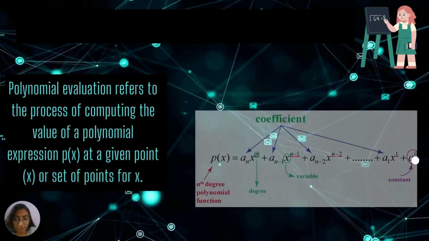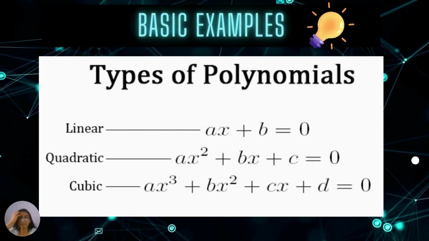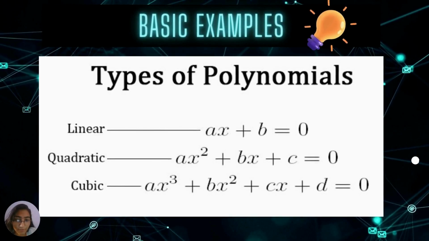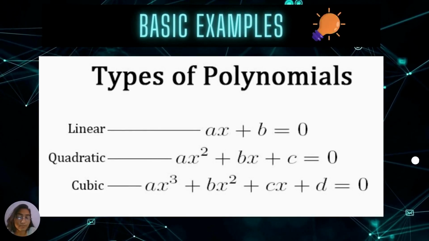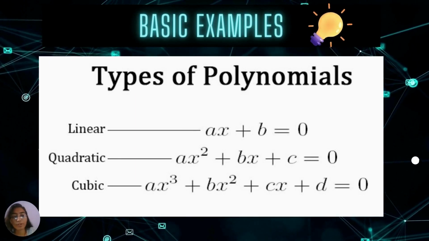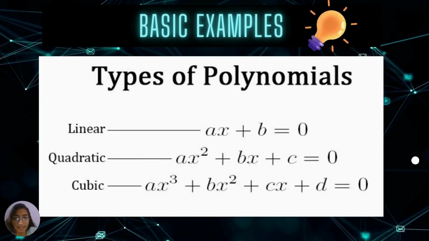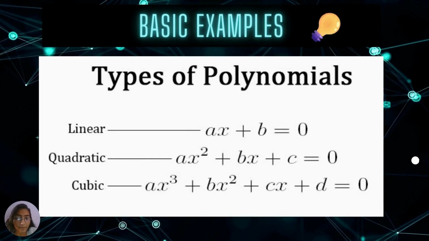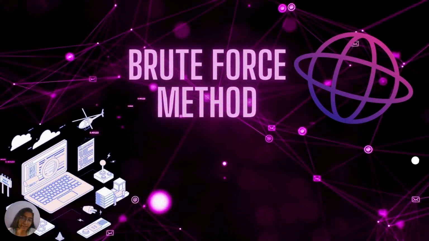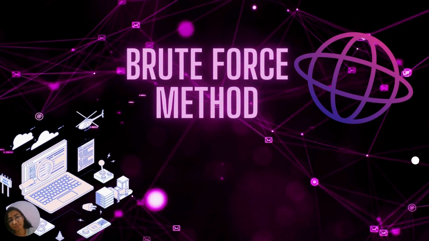Now let's come to the types of polynomial, as I gave you examples already: linear polynomial, quadratic polynomial, cubic polynomial. For a linear polynomial the degree is 1, for a quadratic polynomial the degree is 2, and for a cubic polynomial the degree is 3. Here we are going to create an algorithm for evaluating such polynomials. There are two methods to evaluate any polynomial: one is the brute force method and one is the recursive method.